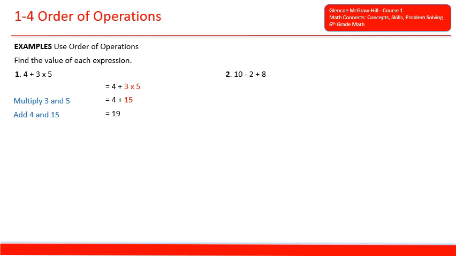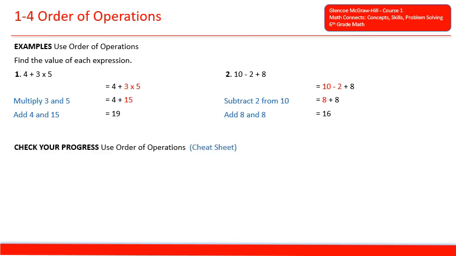Number 2, 10 minus 2 plus 8. So in PEMDAS, addition and subtraction are the last two letters, and the A comes before the S, but that's not a hard rule. The addition and subtraction are the same level, so we're going to do those in the order that they appear in the expression from left to right. So we're going to subtract 2 from 10 first, because that comes first when we're reading from left to right. Subtract 2 from 10, we get 8 plus 8. Add 8 and 8, and we get 16.